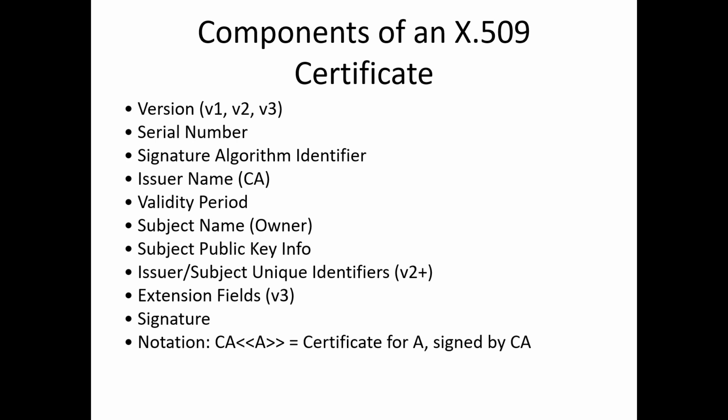Subject name means the owner, identifying the entity that owns the public key. Subject public key information gives the value of the public key of the owner of the certificate and defines the public key algorithm. The issuer unique identifier, subject unique identifier and extension fields are optional in nature, followed by the signature, which contains the digest of all other fields in encrypted form. Okay, we will go to the next slide.